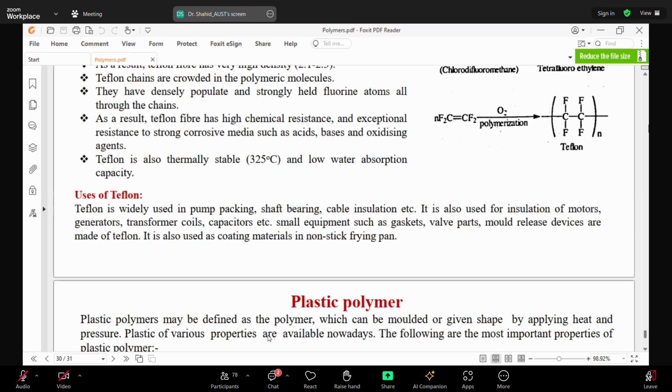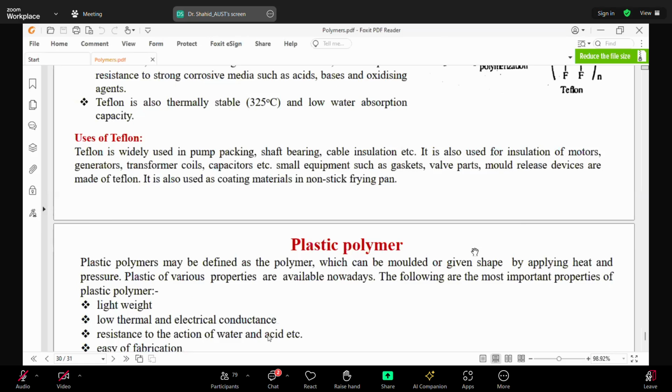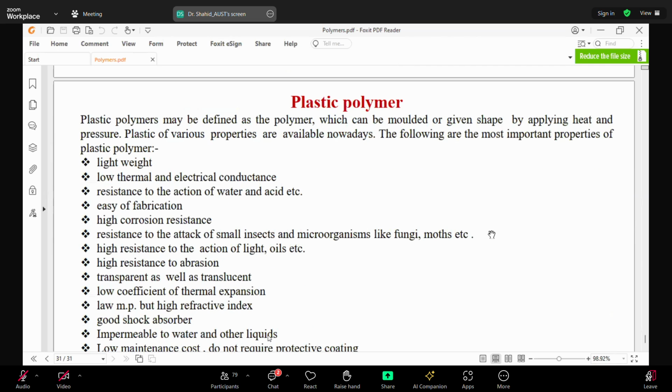And if you want to use a non-stick fry pan for cooking, then please try to use a good quality non-stick fry pan. Otherwise, you have to use a silver fry pan or an aluminum fry pan. Because after some time, after 1 year or 6 months or 2 months, this Teflon coating will be removed, must be removed. Okay. Next one, the last topic, is plastic polymer.